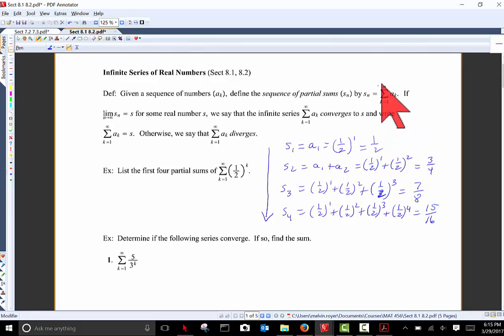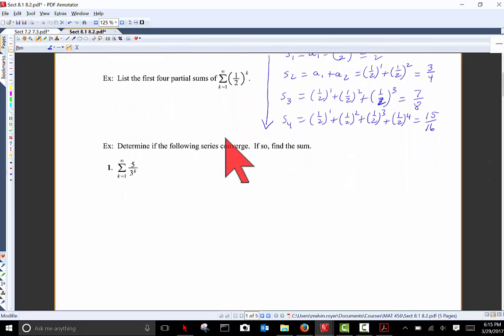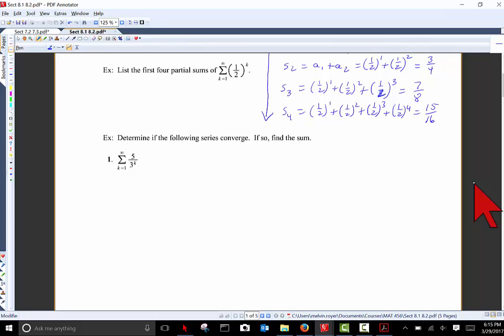If it does, we'll say that this infinite series converges, or that the series is convergent. And if this sequence does not have a limit, then we'll say that the series diverges. This is the same converges, diverges question that you looked at in Calc 2. Let's do a few examples. Determine if the following series converge, and if so, find the sum.